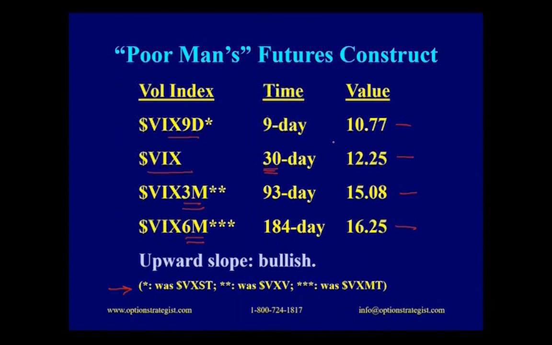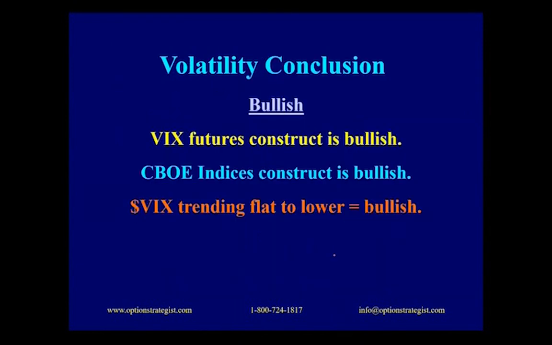So you can see again here, the term structure is sloping upwards as we go out in time. Again, that's bullish. So the VIX futures construct is bullish. The CBOE indices construct is bullish. VIX is trending flat to lower. That's all bullish. So let me wrap up the market opinion, but I do have another subject that I want to cover.